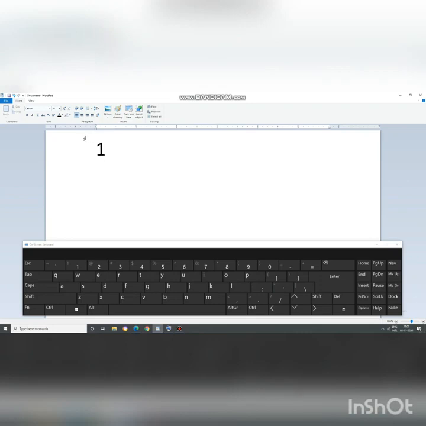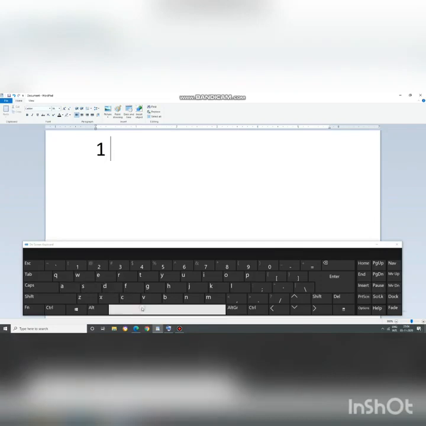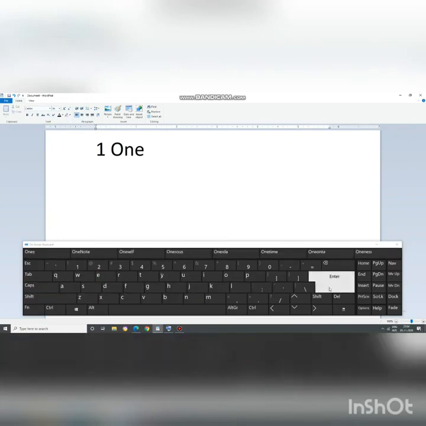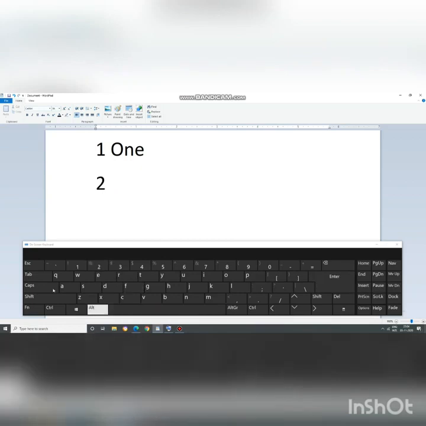1. 1 is the number key. Now I need to have a space. Now let me type the spelling of 1. What do I do? O should be capital, caps lock key on, then spelling of 1. I need to go to the next line. What do I do? Which key? Enter key. Yes, this is the key to go to the next line. 2. Space, caps lock key on, T capital, caps lock key off, spelling of 2, T-W-O, right?